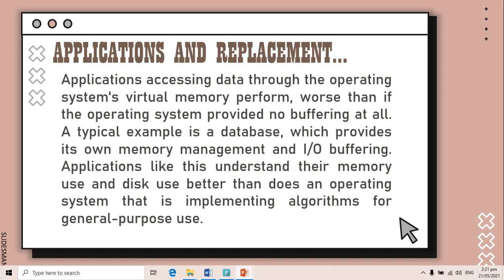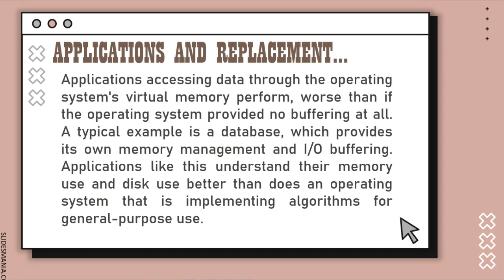If the operating system is buffering the input and output and the application is doing so as well, then twice the memory is being used for a set of input and output. Another example, data warehouses frequently perform massive sequential disk reads followed by computations and writes.